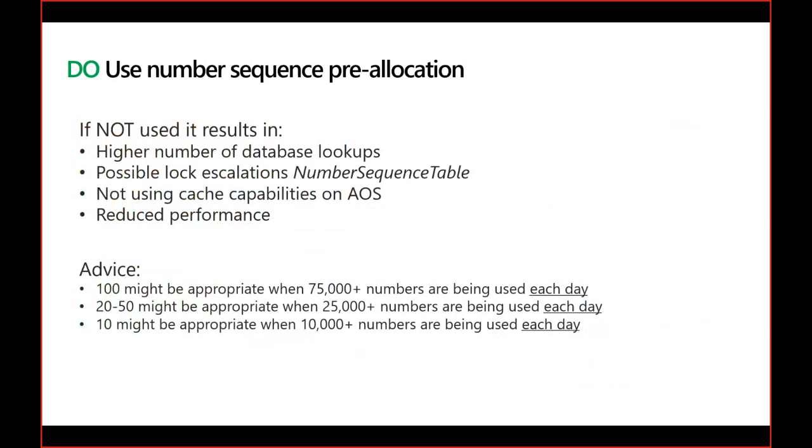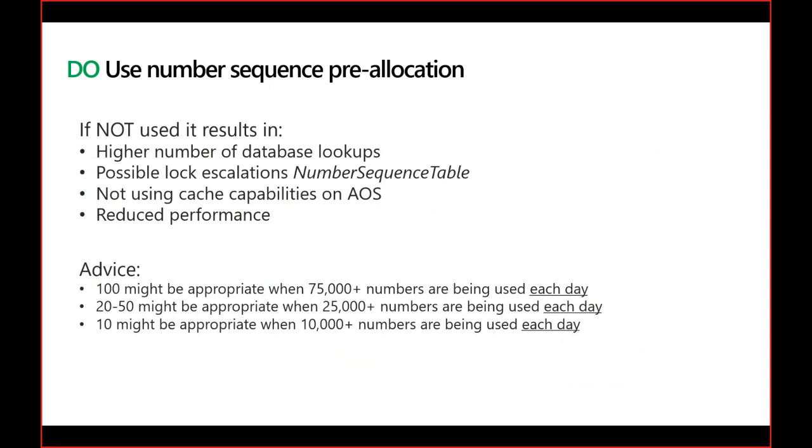Next one is use of number sequence pre-allocation. I already highlighted it with the DMF. It's a general topic. It's been there since the early days of AX, but it's worth reminding all of us because we still see that a lot of times number sequences are not tuned, which results in a high number of database lookups. It can even cause lock escalations to certain tables like the number sequence table. You do not make use of all the AOS caching capabilities, and of course you have reduced performance.